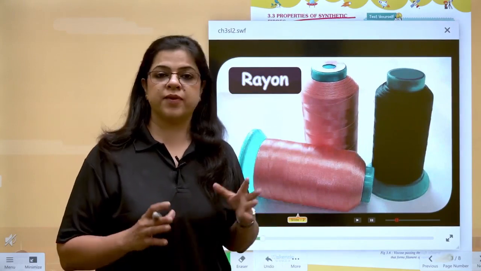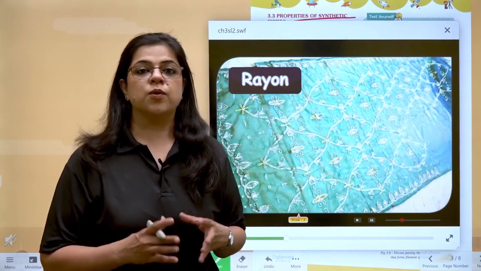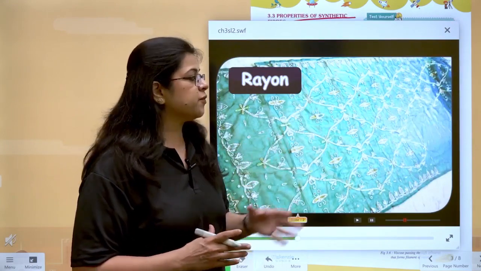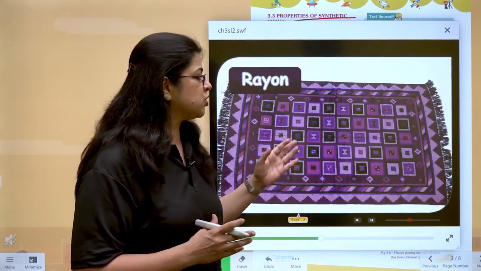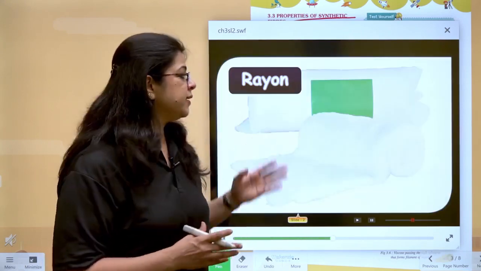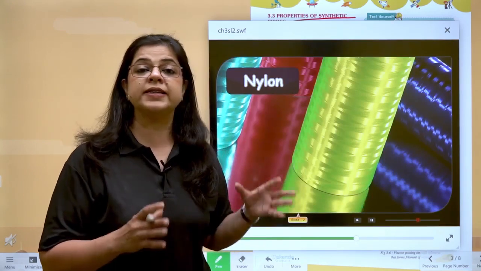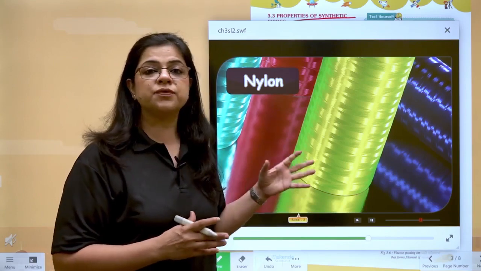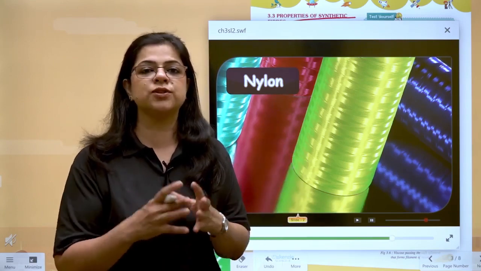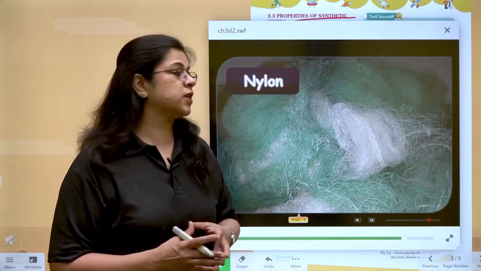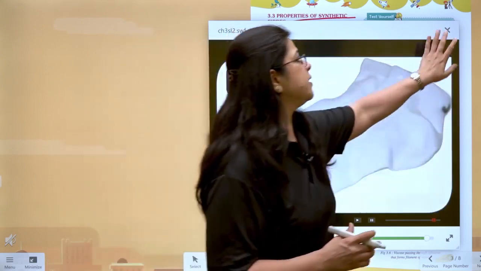Rayon was the first fiber that was made using a naturally available material called cellulose, which is wood pulp. Rayon is called artificial silk because of its exceptional shine, and it is used in making bed sheets, carpets, cords, and bandages. Nylon was the first synthetic man-made fiber made entirely using chemicals. Now, this fiber is very strong as it uses the monomers called amide, which are joined together. This is used in making fishing nets, climbing ropes, parachutes, saris, and socks.